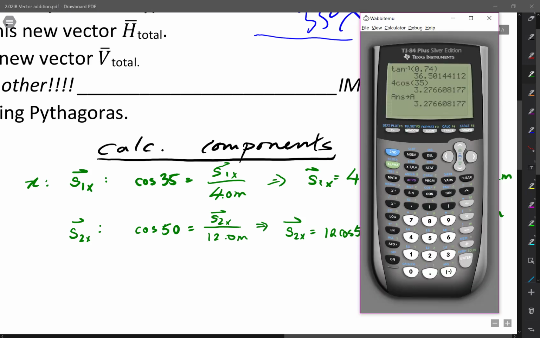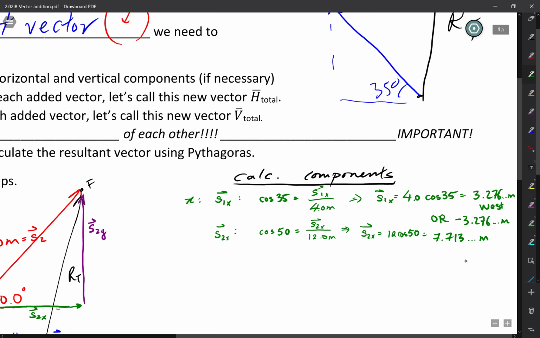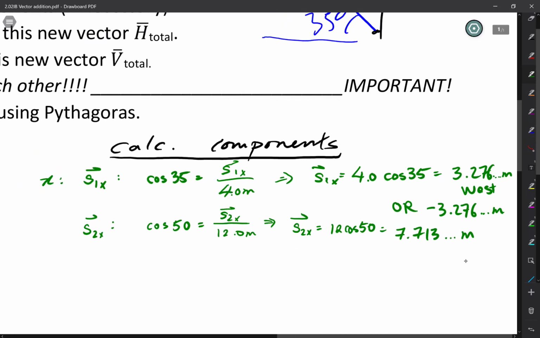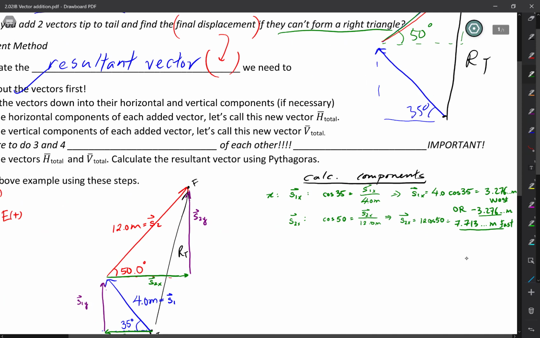And solving this on my calculator, I get 7.713 meters. And this is towards the east this time. Because it's east, and if I designate east to be my positive direction, I can leave this as east, or as positive 7.713. On my graphing calculator, I'm going to store this as B so I don't forget the values. So these are my X components.